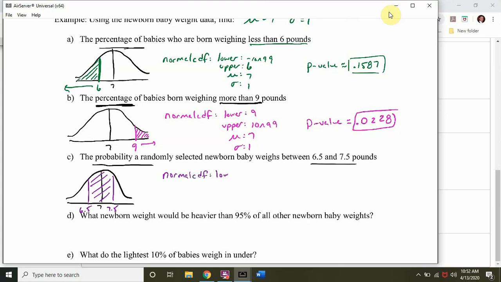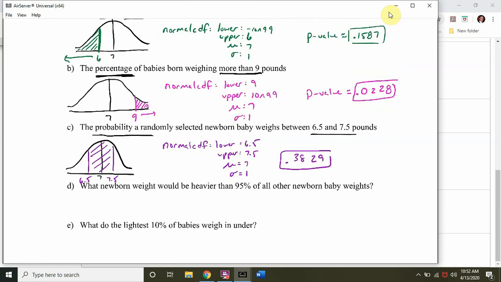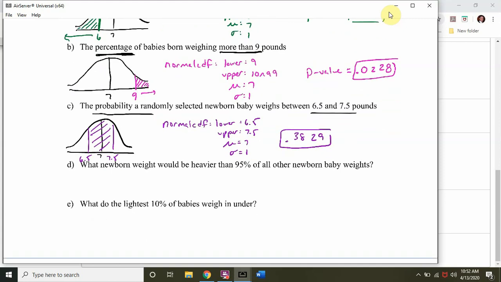Okay, so here our lower value is 6.5, our upper is 7.5. Mu is still 7, sigma is still 1. When we calculate that, I'm getting just under 40%. Rounding to 4 places, 0.3829, 38 and change percent. Okay. What newborn weight would be heavier than 95% of all other newborn baby weights?